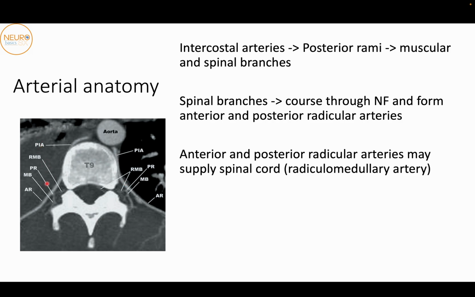They will run and form an anterior ramus, which will supply the intercostal space, and a posterior ramus. The posterior ramus gives rise to a muscular branch and a spinal branch. The spinal branch is going to enter through the neural foramen and form the anterior and posterior radicular arteries. If these radicular arteries are also supplying the spinal cord, they form the radiculomedullary arteries.